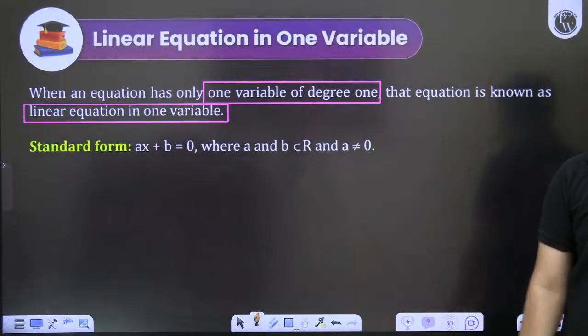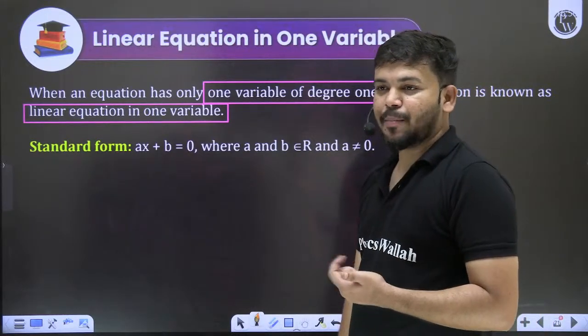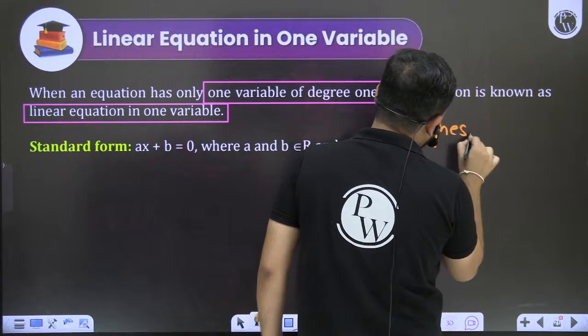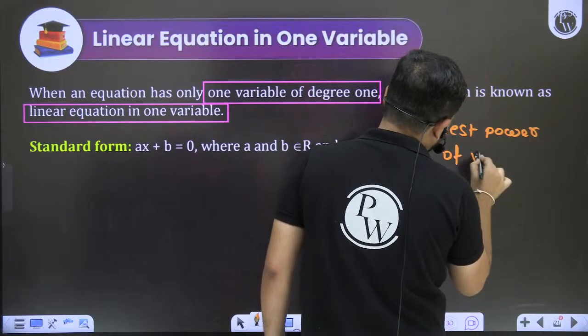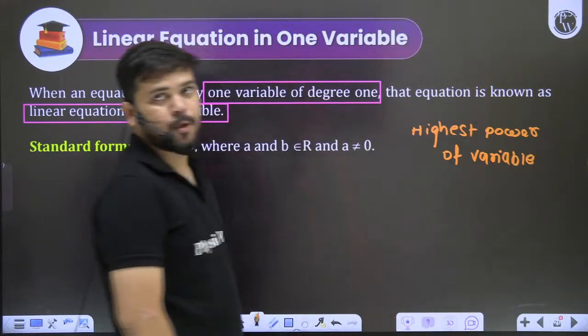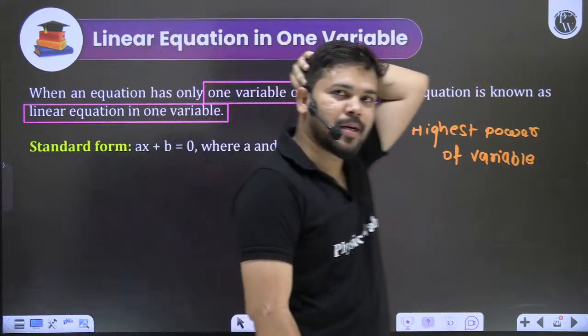So one variable means only one variable should be there, and the degree of that, degree means the highest power of that variable, dear. Degree means the highest power of the variable. So that will be nothing but the degree.